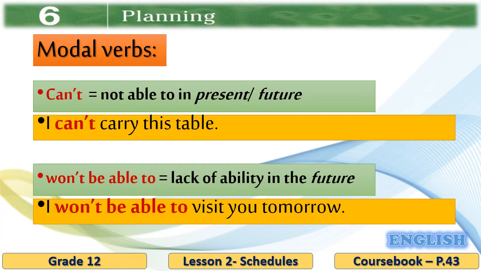Now the negative form of can is can't, which means not able to in present or in future. Like in the example, I can't carry this table. Not now, not in the future. While we have won't be able to, which means lack of ability but in the future. Like in the example, I won't be able to visit you tomorrow. The focus here is on the future. Maybe because he has some problems or certain condition, so he can't or he won't be able to visit his friend tomorrow.